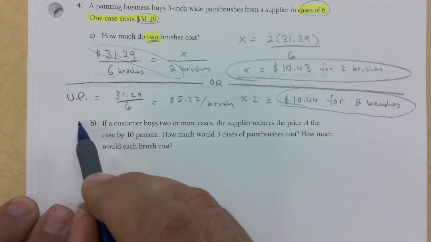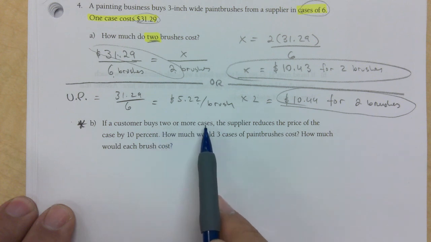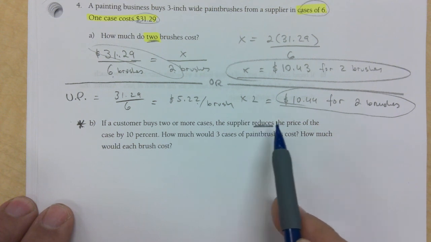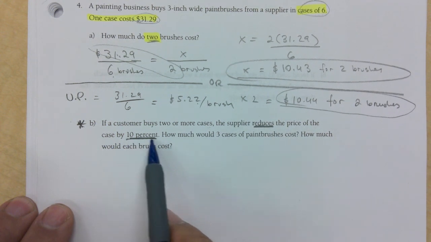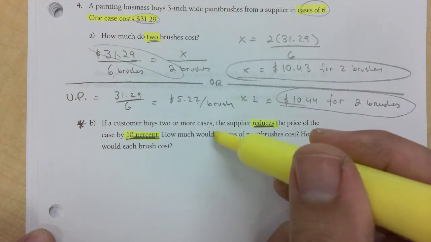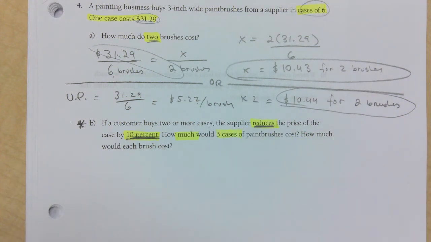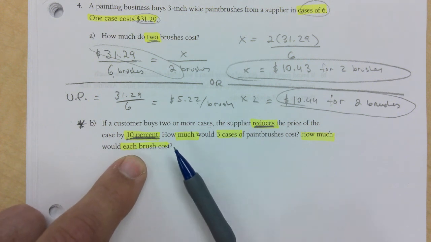Now what? This is a little tricky, right? I would put a star here. Okay, if a customer buys 2 or more cases, the supplier reduces the price of the case by 90%. Sorry, by 10%. You only pay 90%, so there's a reduction of 10%. We're going to talk about that today. How much would 3 cases cost, and also how much for each brush? How much would each brush cost you after the discount?